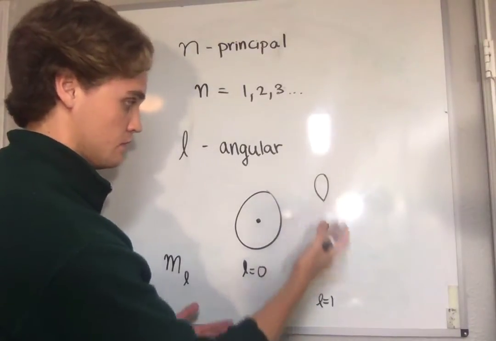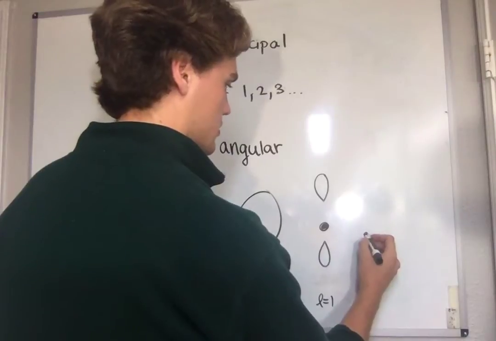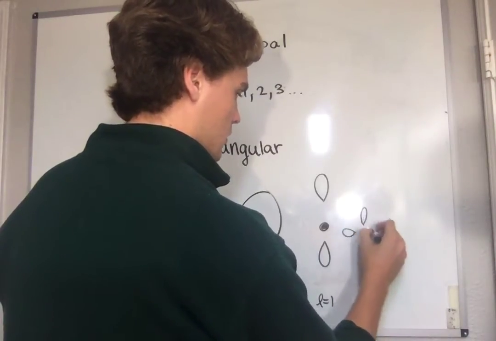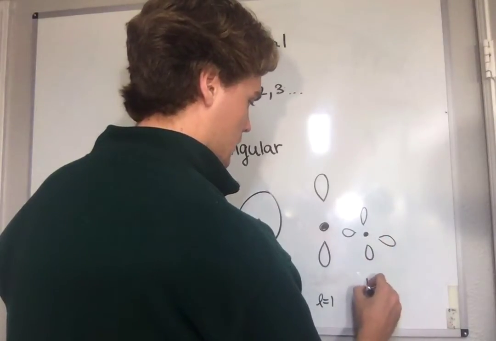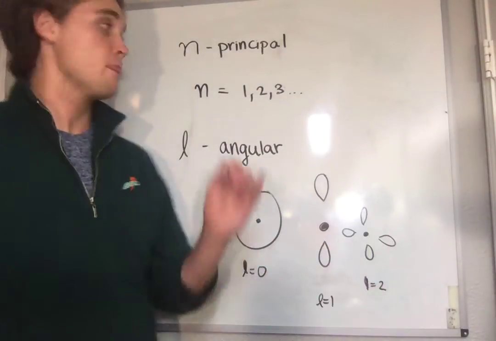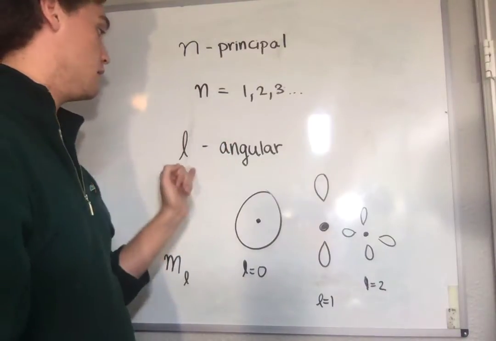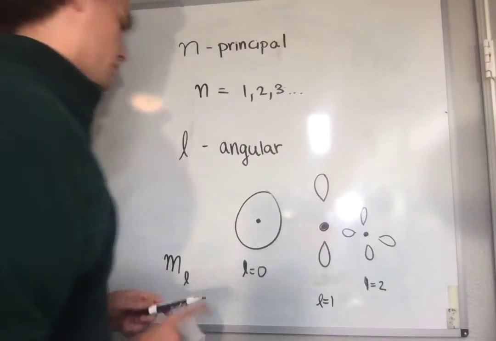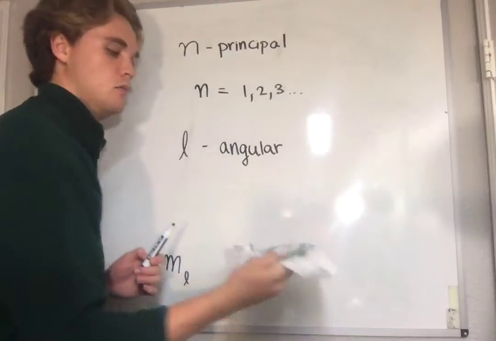L equals 2 happens to be this distribution. L equals 1 happens to be that distribution. L equals 2, I believe, is a clover. But the point is, principal quantum number describes the size of my orbital. Angular quantum number describes the shape of my orbital. So what does magnetic quantum number do? Well, we'll get to that.